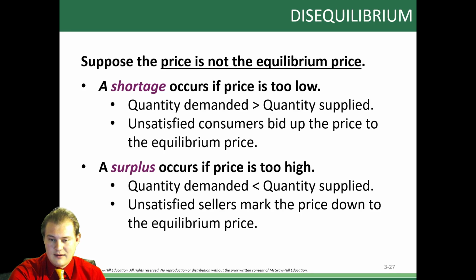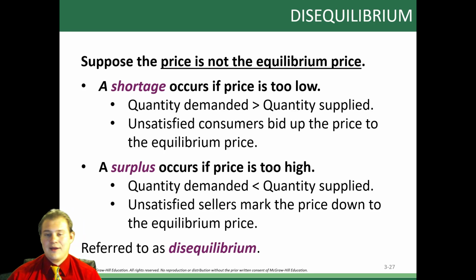Okay, a surplus occurs if a price is too high. Okay, surplus, price is too high, quantity demanded versus quantity supplied. Okay. And remember, unsatisfied sellers mark the price down to the equilibrium price. There's going to be forces both ways, whether it's a shortage or surplus, trying to get to equilibrium. This is obvious, but not known unless I tell you: if you're not in equilibrium, then by default, you are in disequilibrium, and you're getting pushed towards equilibrium.